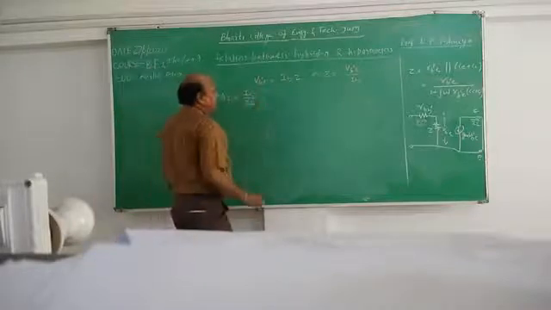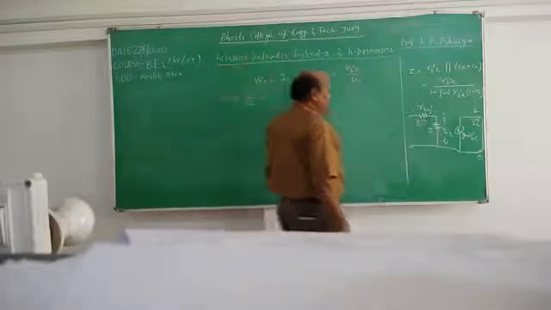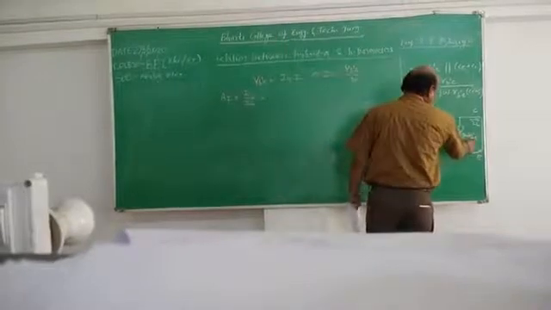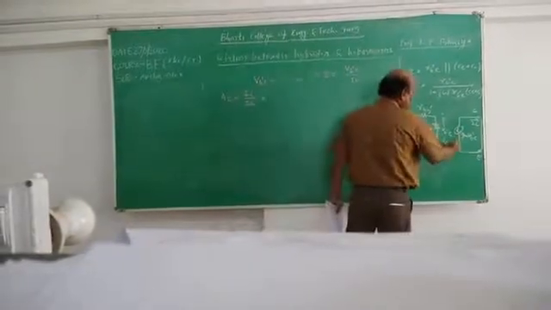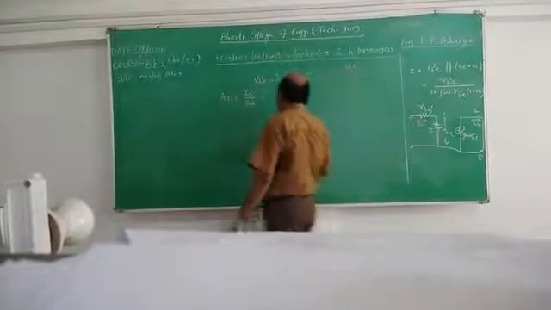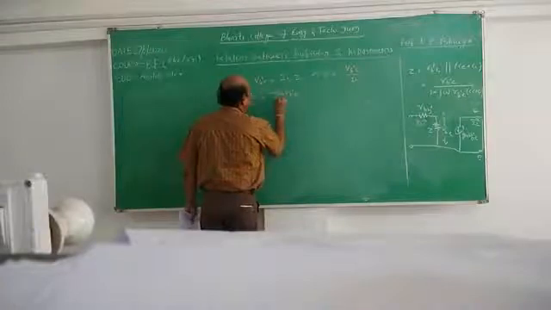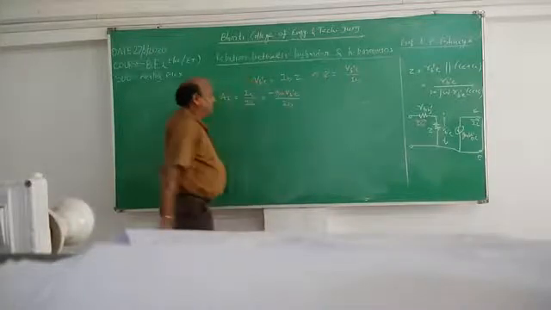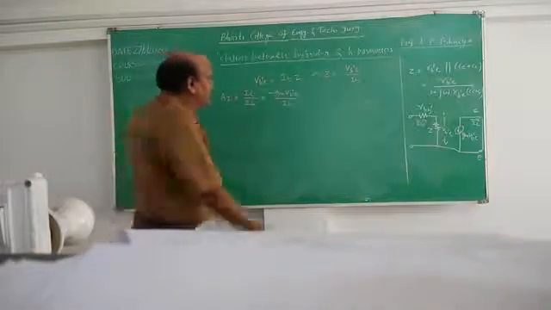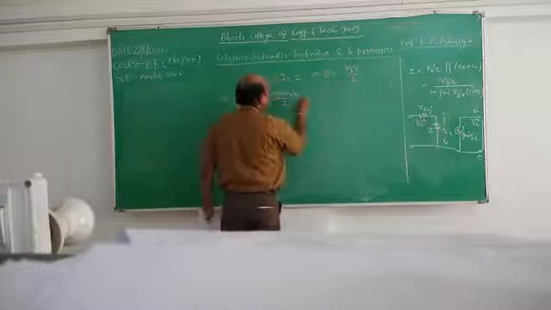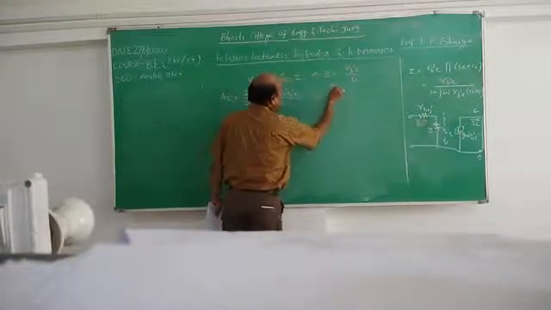And what is the value of IL from this diagram? This is nothing but gm into VB'E, but the direction of the current is opposite. This gm current is downward and IL is on the opposite side. So I will put minus gm into VB'E upon IB. Now VB'E upon IB from the above equation is equal to Z. So this is nothing but minus gm into Z.